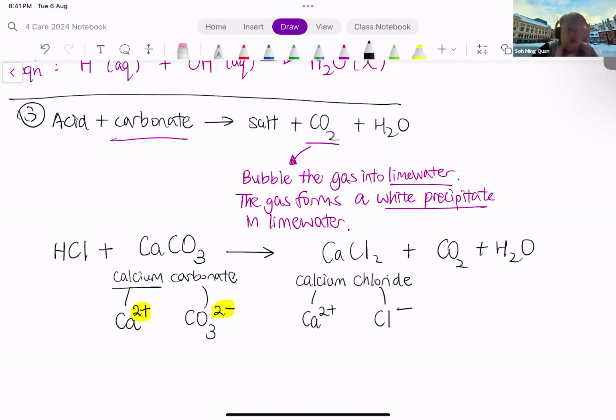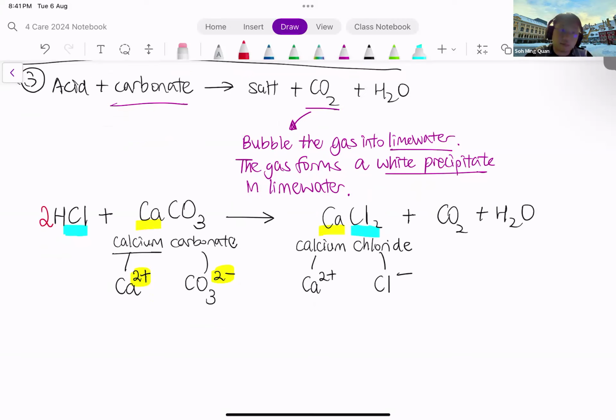After you have balanced out the plus and the minus, the next step is to count how many of each atom you have. Like calcium, you got one, that's okay. But Cl is not okay because you have two Cls on the right, and you only have one Cl on the left. Therefore, we have to add a number in front of the HCl to balance out the number of Cl. Okay, so this is how we write the chemical equation of acid plus carbonate.